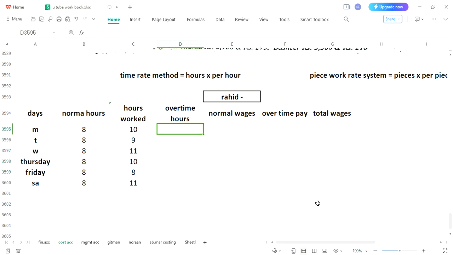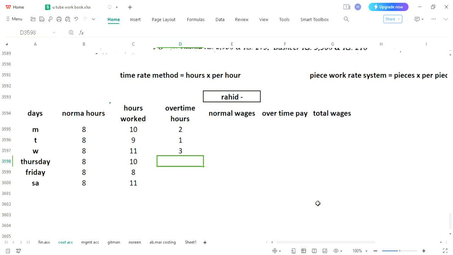How? Look, hours worked are 10 while normally it was given 8 hours. So overtime would be 10 minus 8, which is 2. Understood? 8 hours were given to work, but this worker, Rashid, had worked on Monday 10 hours. That means 2 hours are overtime. On the second day he had worked 9. Normal hours were 8, so overtime is 1. On Wednesday he had worked 11 hours while normal working hours were 8. So it means 3.